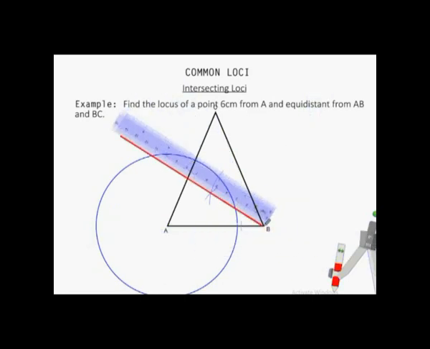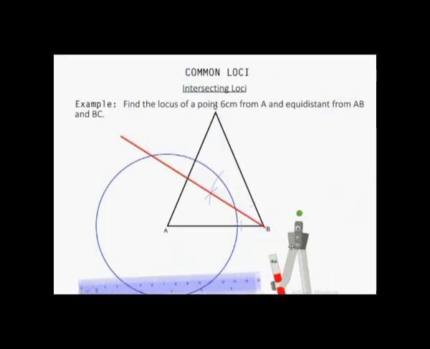There. All that is left now is to show the points. 6 centimeters from A is anything lying on that circle. Equidistant from AB and BC is anything on the red line. So 2 points satisfy both conditions, this point and also this point.